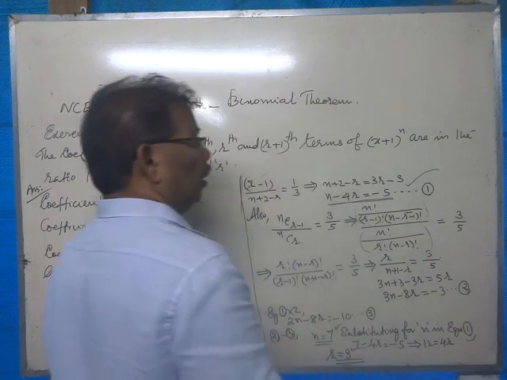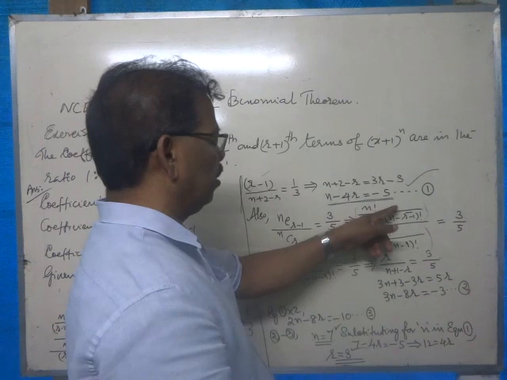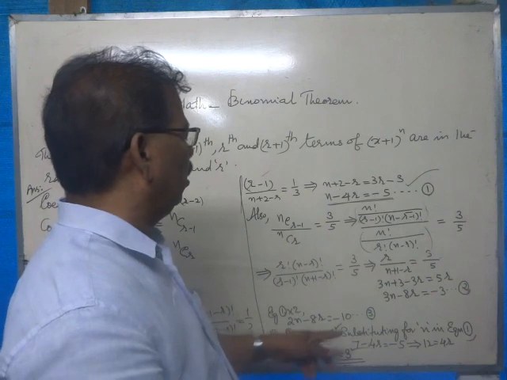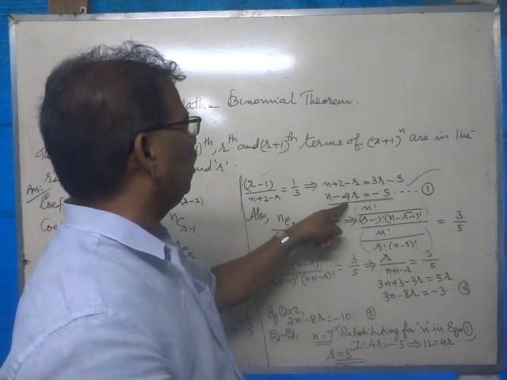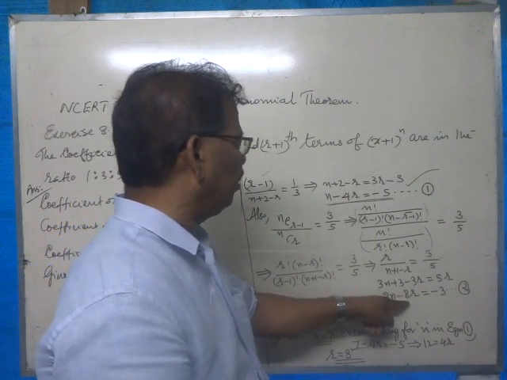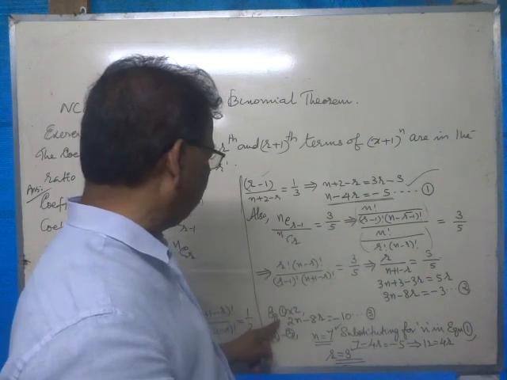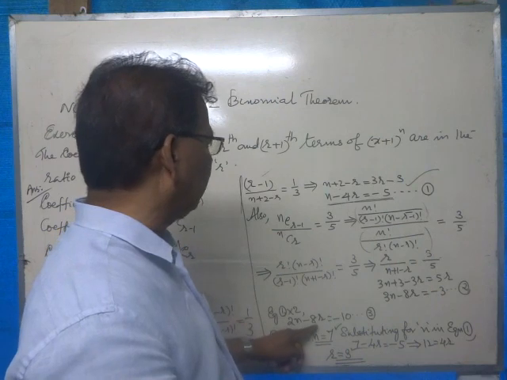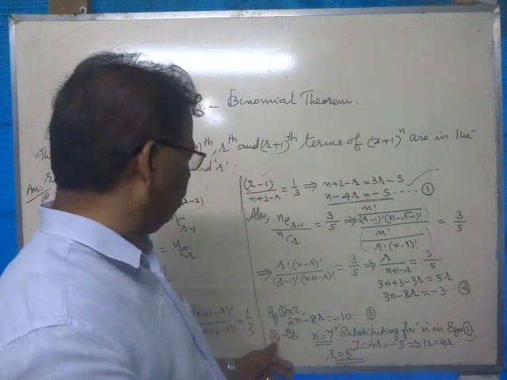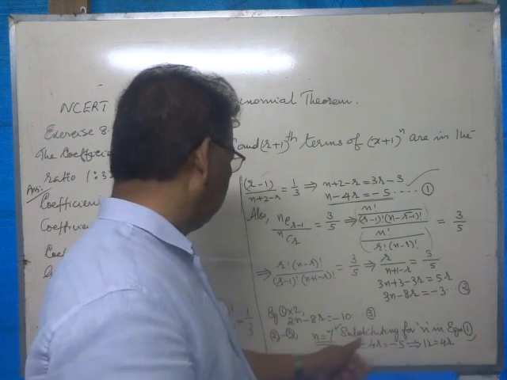We have two equations in n and r, equation number 1 and equation number 2. In the first equation, the coefficient of r is −4. In the second equation, the coefficient of r is −8. So we shall multiply the first equation by 2, that is 2n−8r = −10. Put it as equation number 3. Now, equation number 2 minus equation number 3.